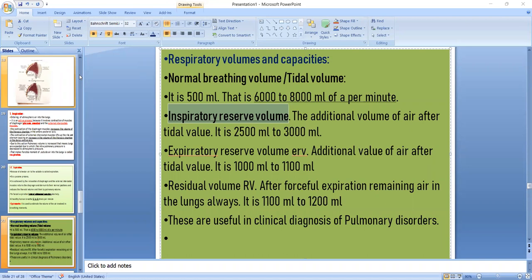Right, so inspiratory reserve volume is the additional volume of air after tidal volume, and particularly when we expire the air, still there is some amount of air always present. That volume is inspiratory reserve volume. Okay, it is about 2500 to 3000. Then expiratory reserve volume.